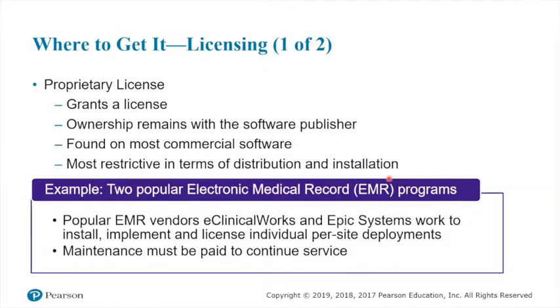Some examples of proprietary licensing schemes come with electronic medical record programs. This is not consumer grade software, this is business grade, often found in hospitals like UK Hospital, but the example remains the same. Popular vendors like eClinicalWorks or Epic Systems sell licenses for their software.